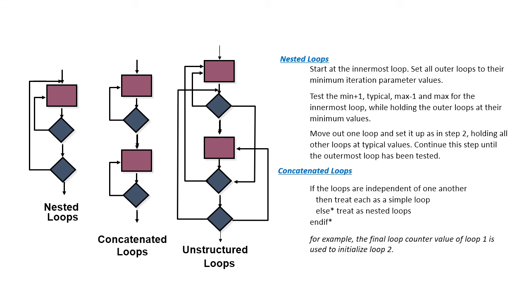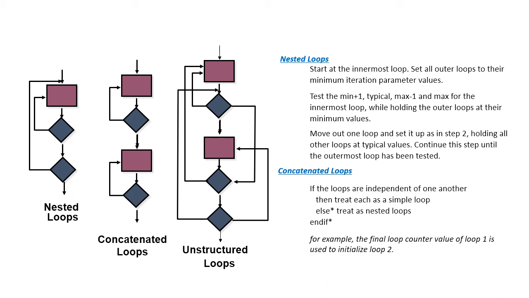If you have a nested loop, we start at the innermost loop, and we set all outer loops to their minimum iteration parameter values, for example, start with 1 and so on. So we test the minimum plus 1, the typical values, max minus 1, and max for the innermost loop first, while we hold the outer loops at their minimum values. Then we move out one loop and set it up as in step 2. We hold the other loops at their typical values, and we continue this step until the outermost loop has been tested. So in a nested loop, you go one by one, from inward to outward.